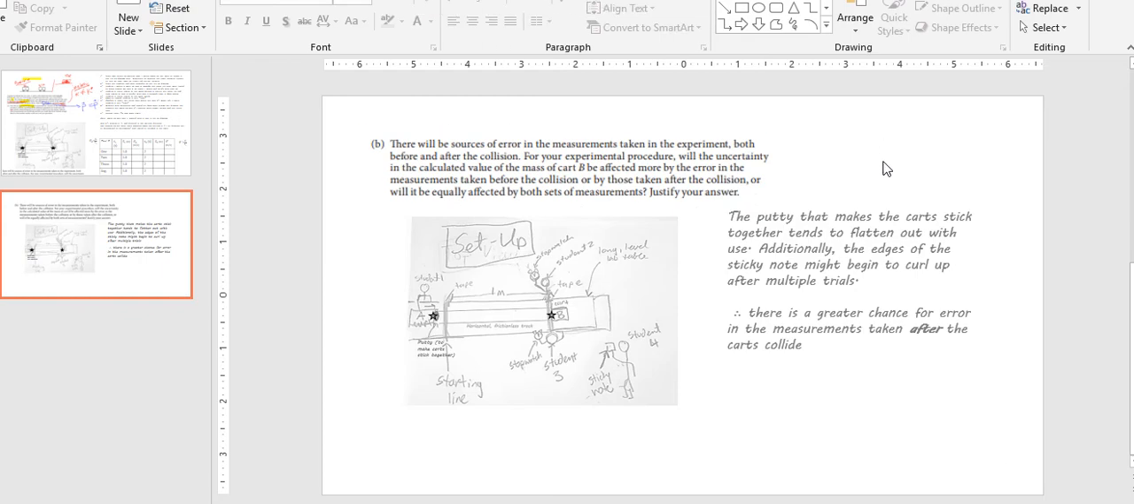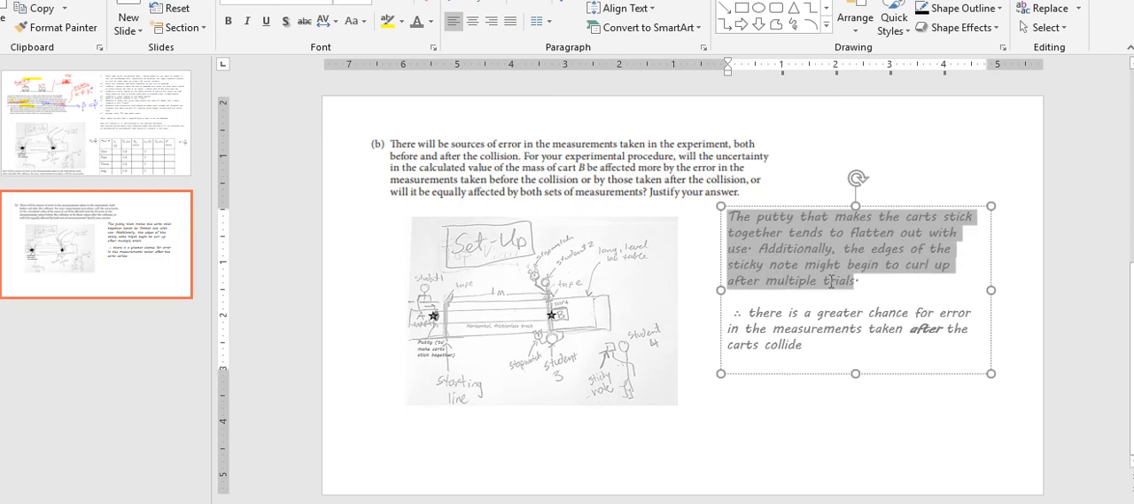Okay, so this is a reasonable answer. The putty that makes the cart stick together tends to flatten out with use. Additionally, the edges of the sticky note might begin to curl up after multiple trials. Therefore, there is a greater chance for error in the measurements taken after the carts collide. Really, anything you put works, but right here, they're basically looking for systematic error.